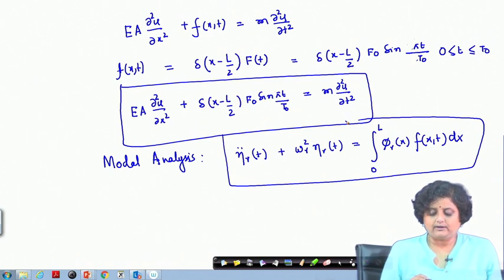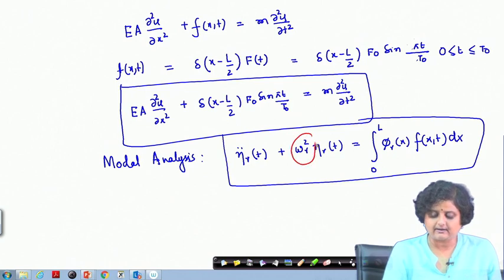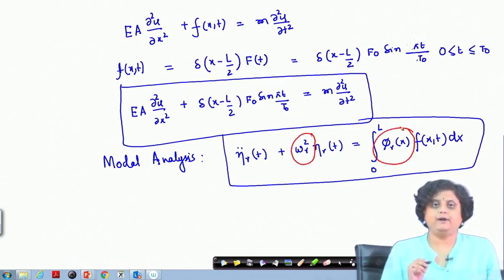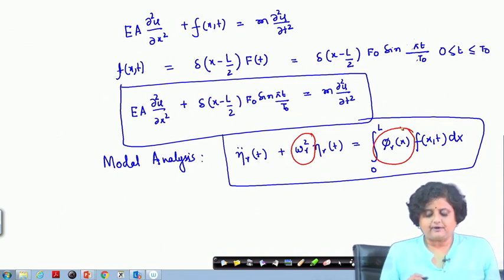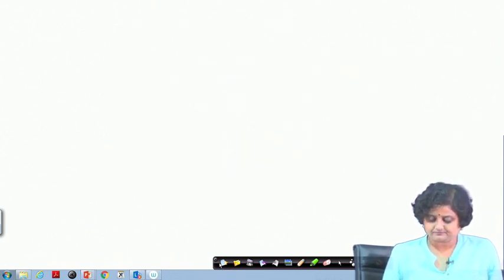Now, what is going to be customized to the problem? The thing that is going to be customized to the problem is this natural frequency omega r and the mode shape phi r. This will depend on the specific problem, but otherwise this equation is not going to depend on the specific problem.